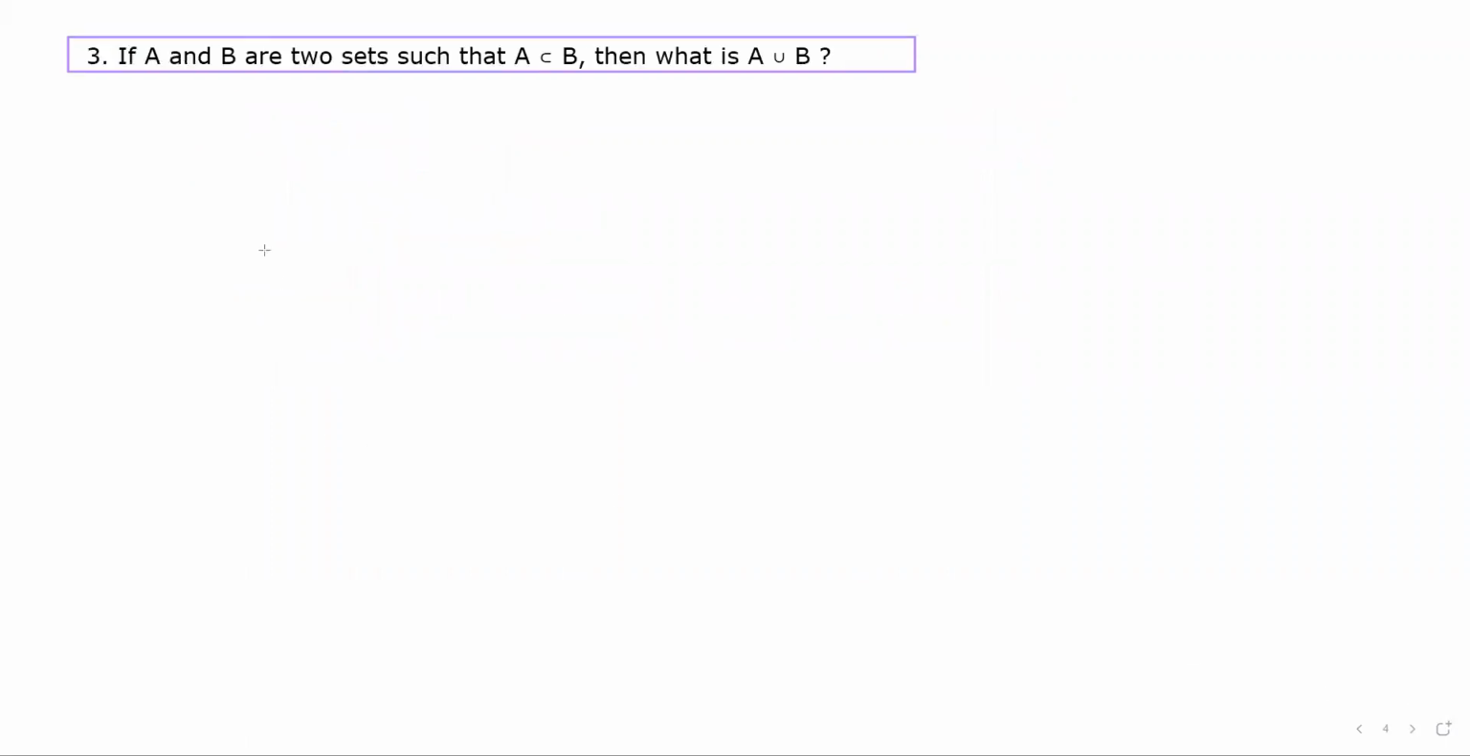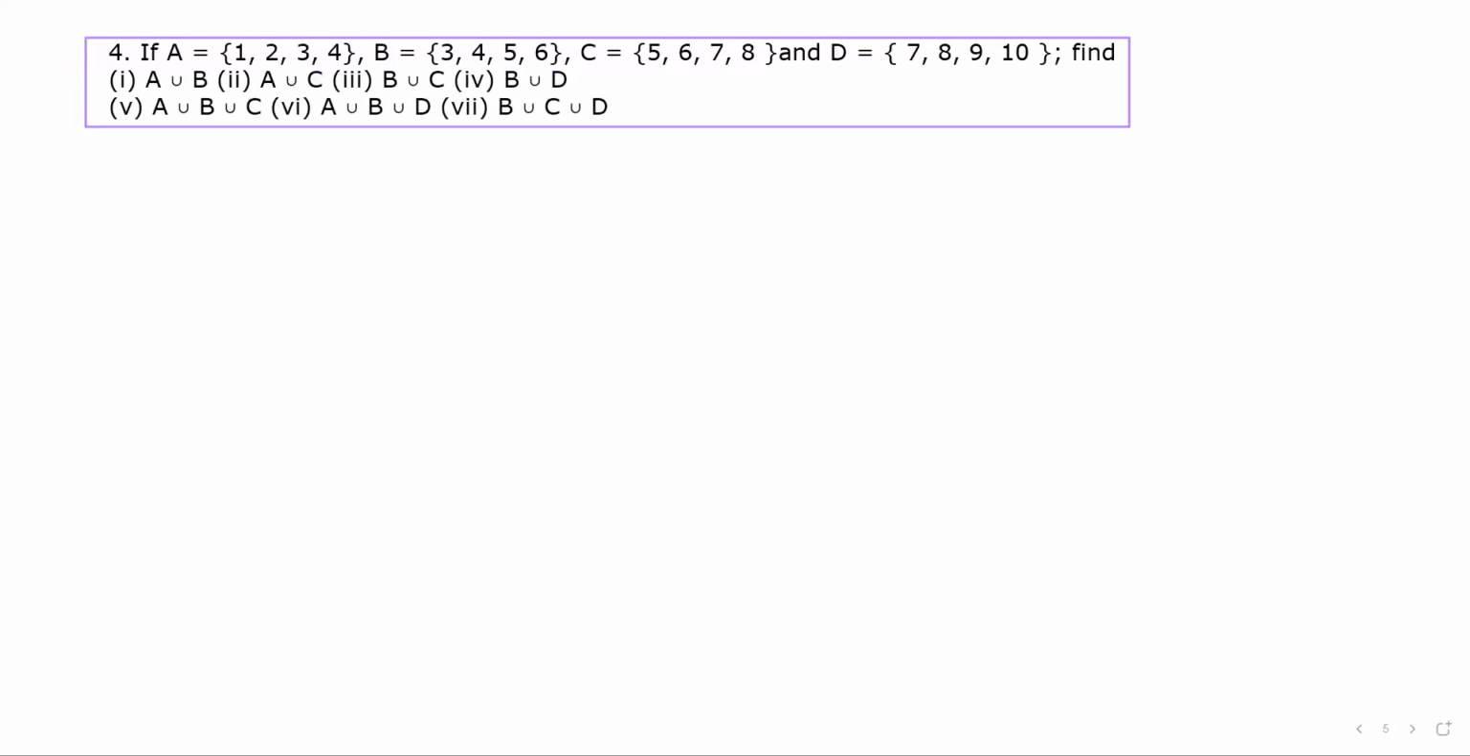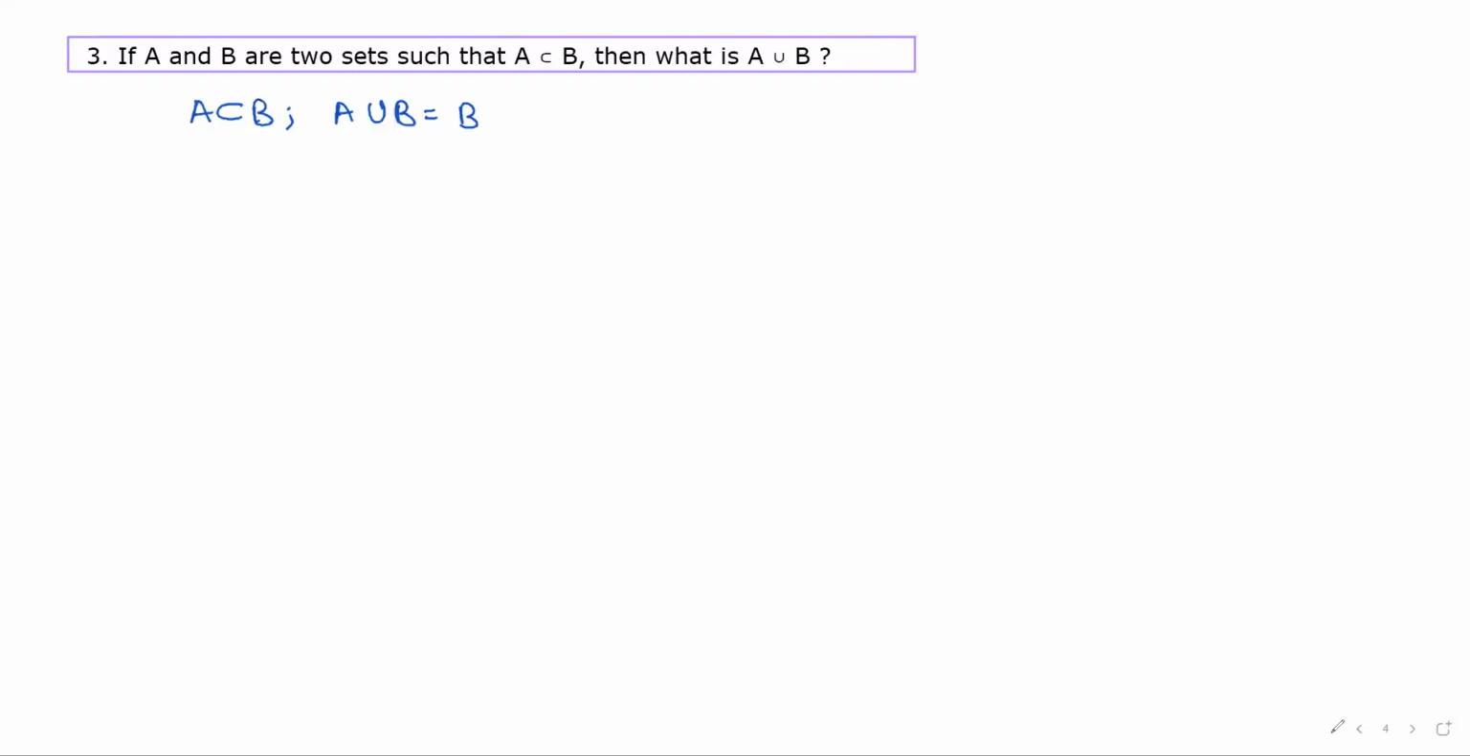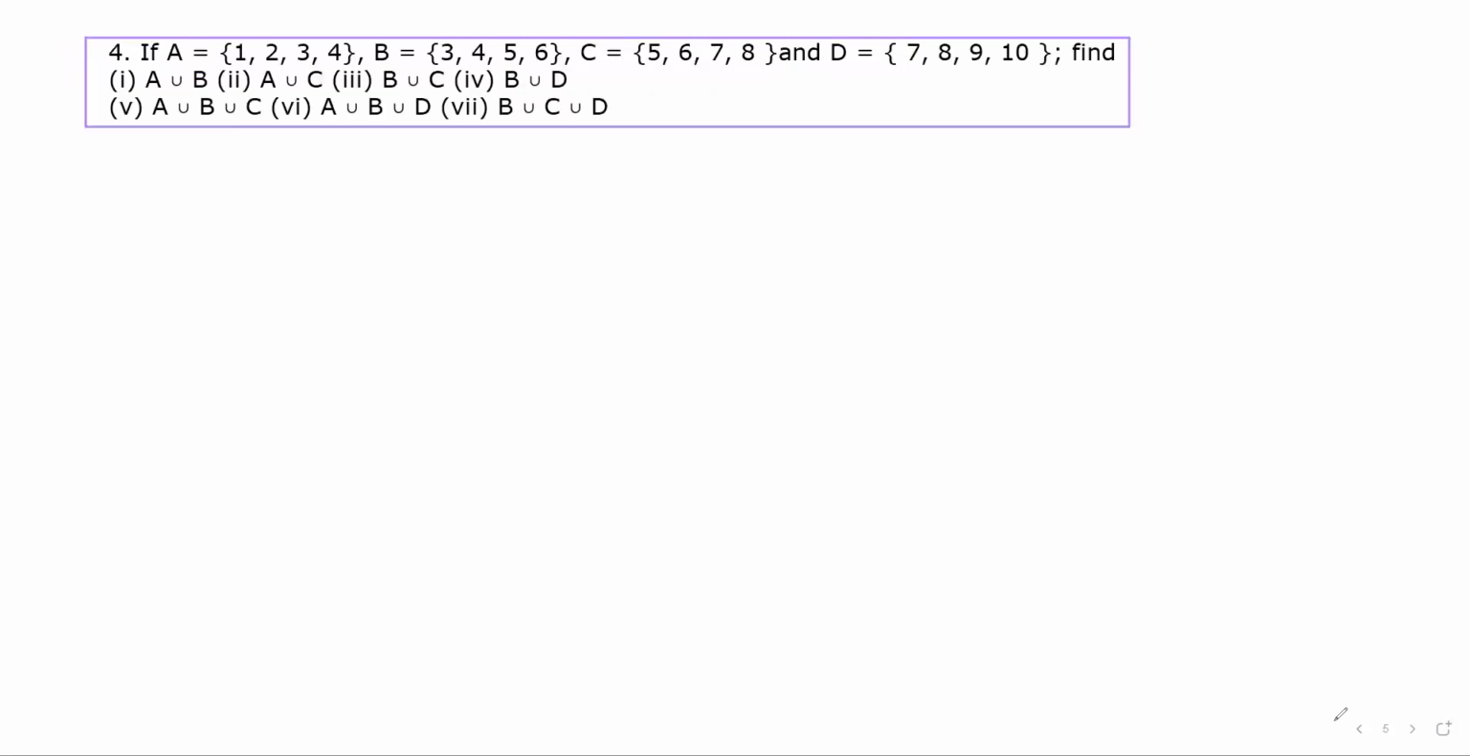Next, if A and B are two sets such that A is a subset of B, then what is A union B? If A is a subset of B, then we know that A union B is equal to B from the previous question. If this comes for more than 1 mark, then you can explain it with the help of an example. Take any set A with certain elements, set B such that A is a subset of B, and thereby calculate A union B to give you the answer B.